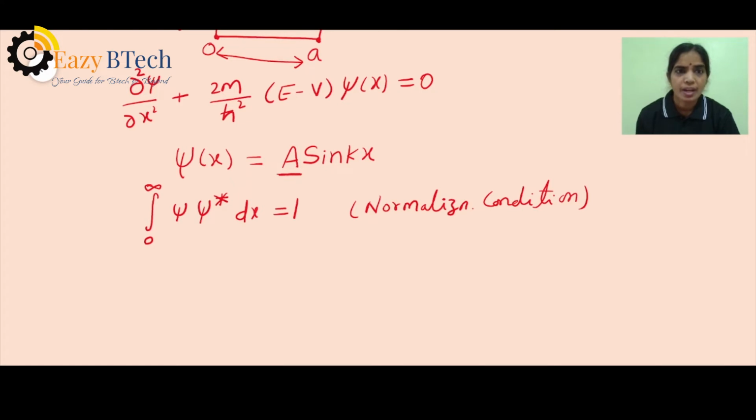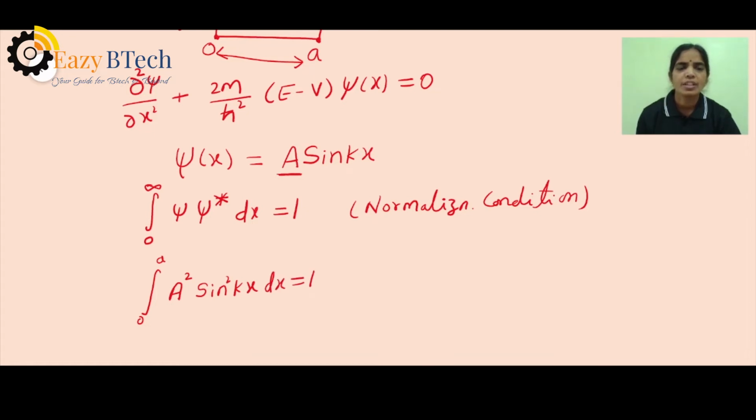Since the electron is within the box whose dimension is considered as 0 to a, my limits will change from 0 to a. Integral 0 to a of mod psi square, that is psi star psi means mod psi square. So I can write this equation as integral of A square sin square kx dx equal to 1.